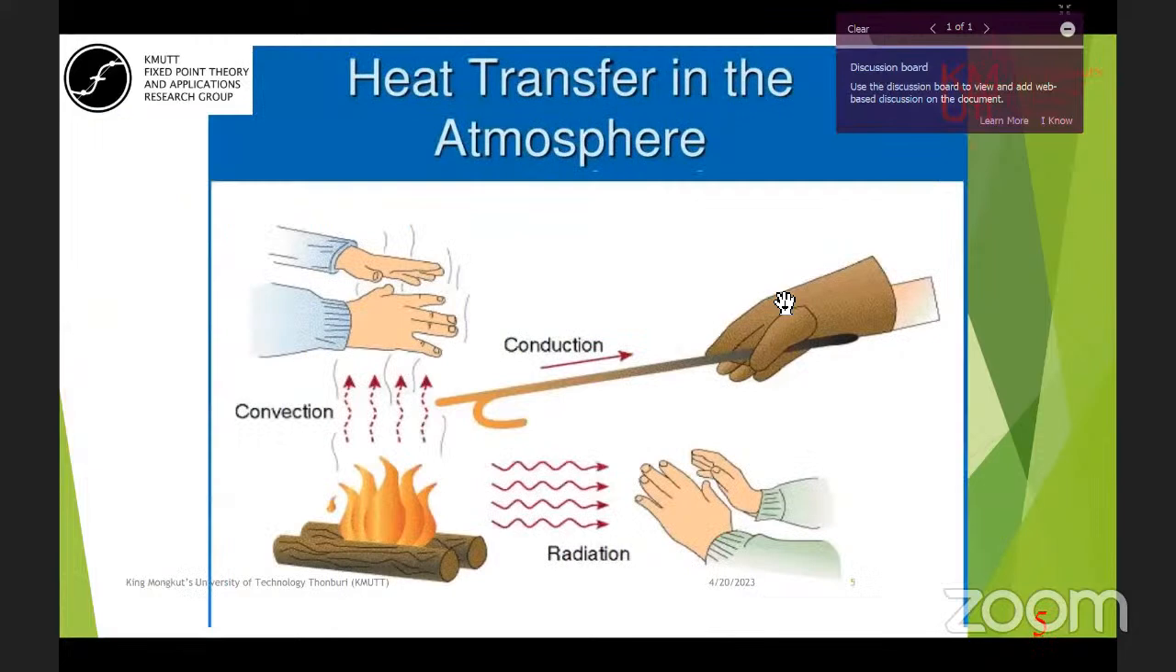Also, I take heat transfer in my studies. We must say that the main three types of heat transfer are convection, conduction, and radiation, which are very familiar in the literature.